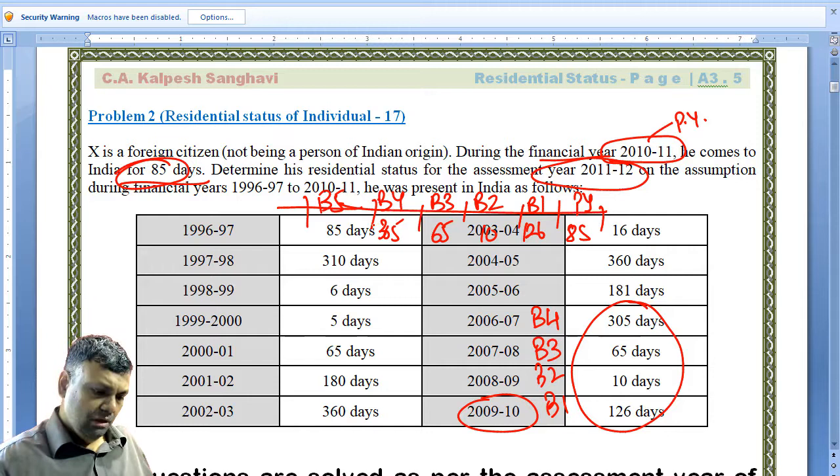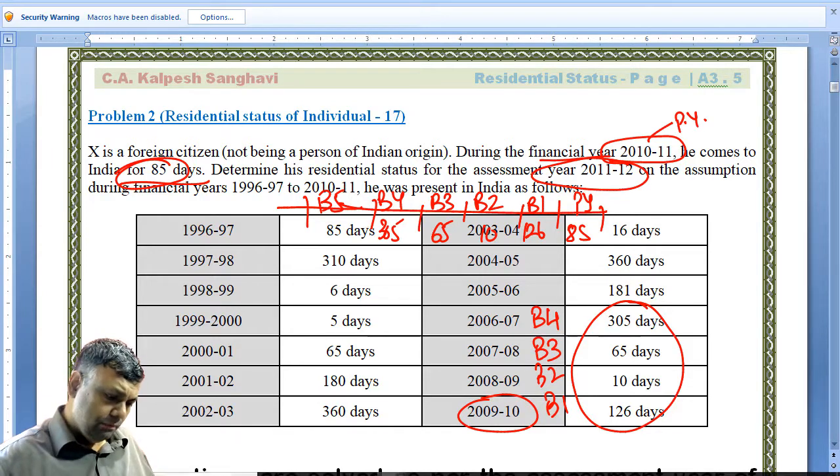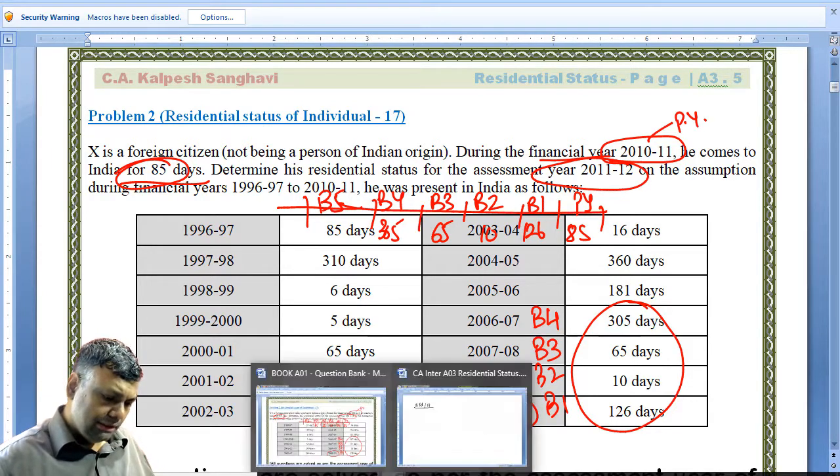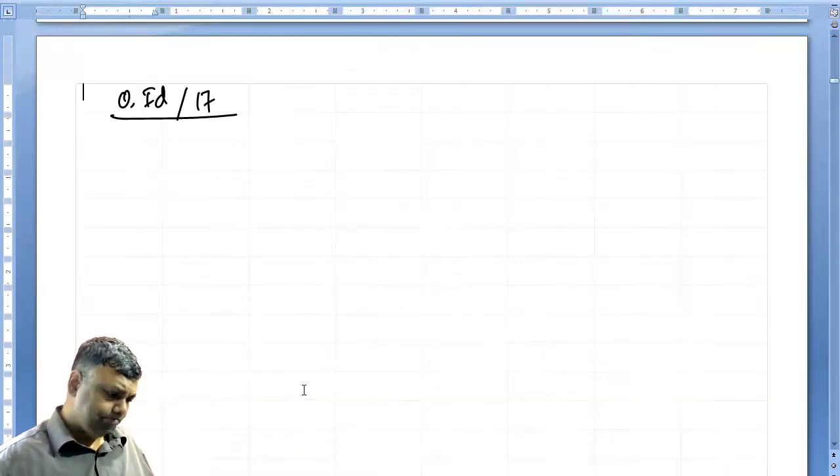Is that okay? So we'll take care. Don't worry. But this is only for your understanding. We need to organize this in terms of our answer. So let us start with our answer.